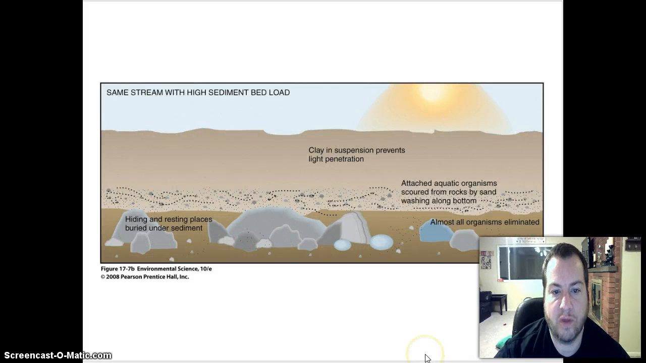When we look at a stream with high sediment bed load, not as healthy for life. So clay, because it's so fine, it stays suspended in the water, and that's bad for light penetration. If there's no light penetration, no algae, no plants growing, no photosynthetic organisms growing. If anything was attached to the rocks, it gets scoured away by sediments running over the rocks. And there are no hiding places for little fish anymore, and all organisms get eliminated in this case.